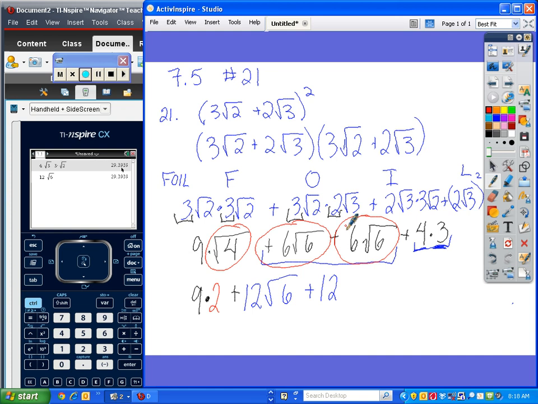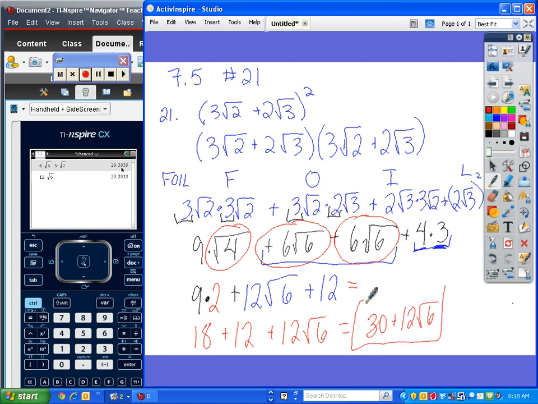Good. Okay, so now we're going to combine like terms. 9 times 2 is 18, plus 12, plus 12 square root of 6. 18 plus 12 is 30, plus 12 square root of 6. You can't add those, because the 12 is 12 square root of 6s. It's not just 12. It's 12 square root of 6s.